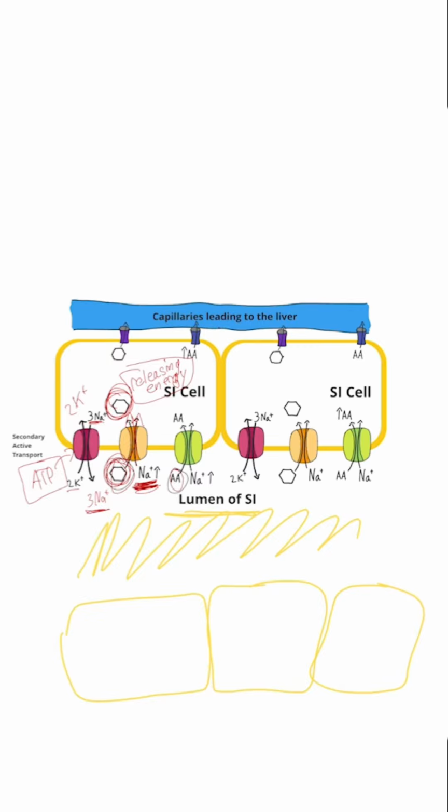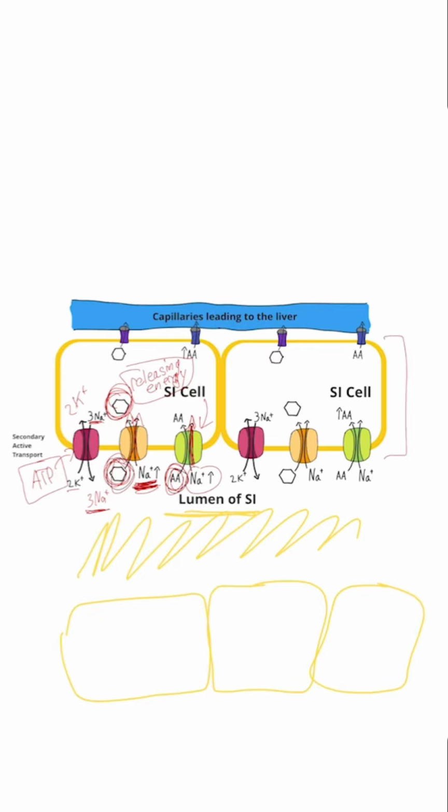For amino acids, the process is the exact same. We just use a different channel, but sodium does the same thing where it moves into the cell with its concentration gradient, which releases some energy. That extra energy is used to move amino acids against their concentration gradient into the small intestine cell.